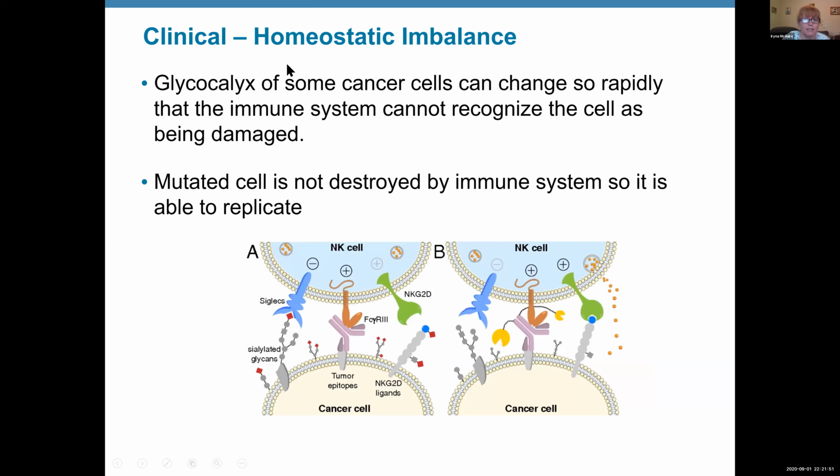And here's some homeostatic imbalance. The glycocalyx of some cancer cells can change so rapidly that the immune system cannot recognize the cell as being damaged, and then the immune system cannot destroy those cancerous cells. Actually, as a part of our immune system, we have cells, like the natural killer cells shown here. They can destroy cancerous cells. But to do it, they need to recognize them first, right?